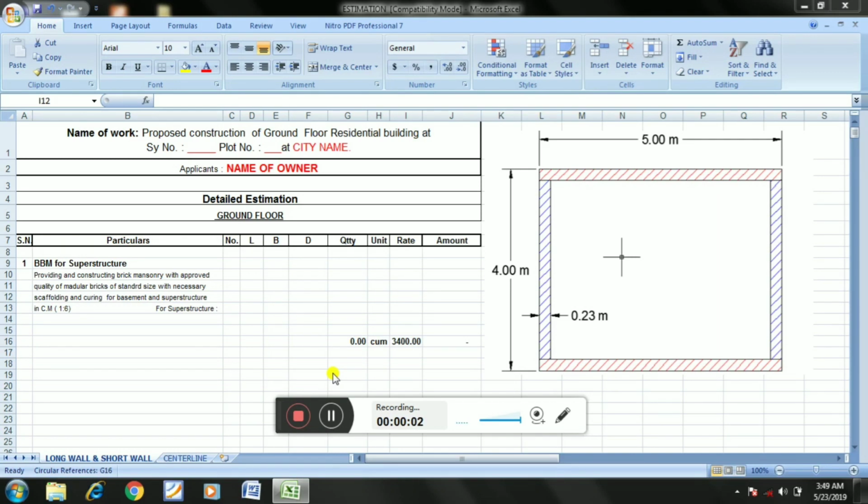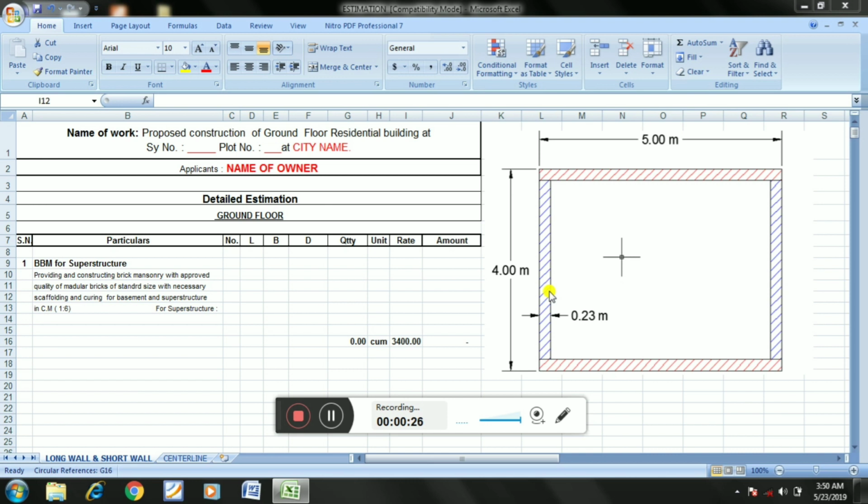Hi, today we'll be discussing the calculation of the quantity of a wall, also called quantity workout, or generally estimation. Here I have taken only a small room of size 4 meter by 5 meter, and these are the outer dimensions. First I'll try the long wall and short wall method.